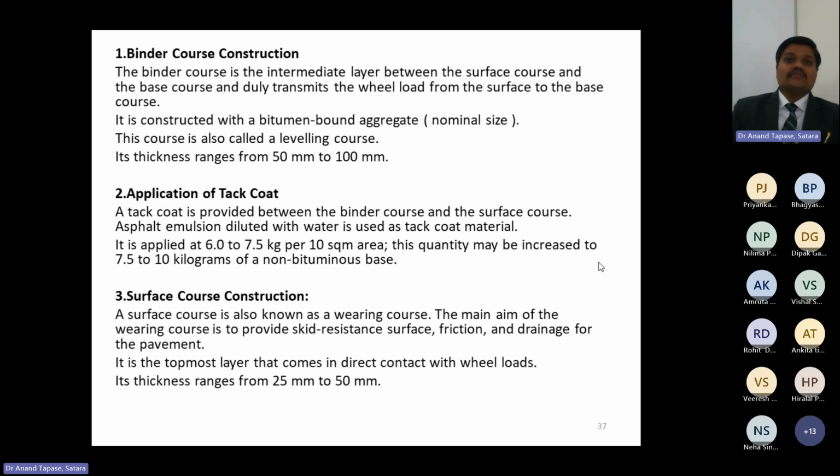In a number of cases, we are using the terminology sub-base and base course. In a number of terminologies, we are using WMM, wet mix macadam, and WBM, water bound macadam. For subgrade, there are truly speaking two types of subgrade. This is a part of the research that we should focus on; the faculty members can work on it.